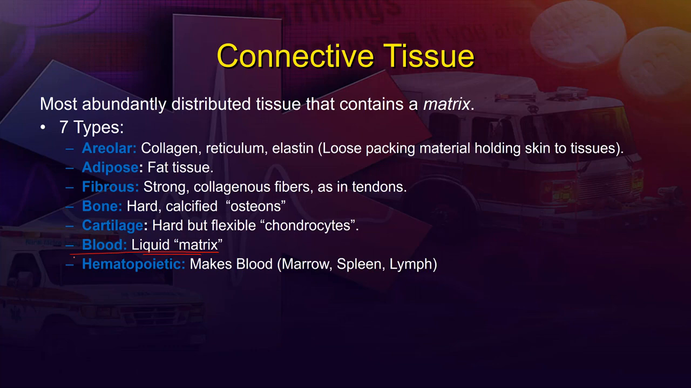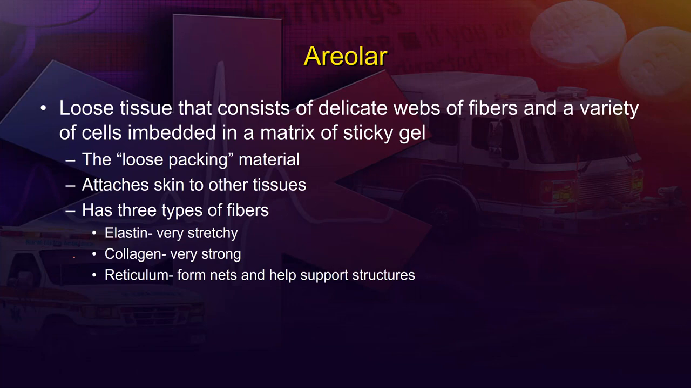We'll talk about each of these types briefly in the future slides. Areolar tissue is the type of tissue that's used as a packing material, and it commonly uses three types of fibers: elastin, collagen, and reticulum. So generally when we think of skin and we talk about the aging process of skin, areolar tissue is part of that process.